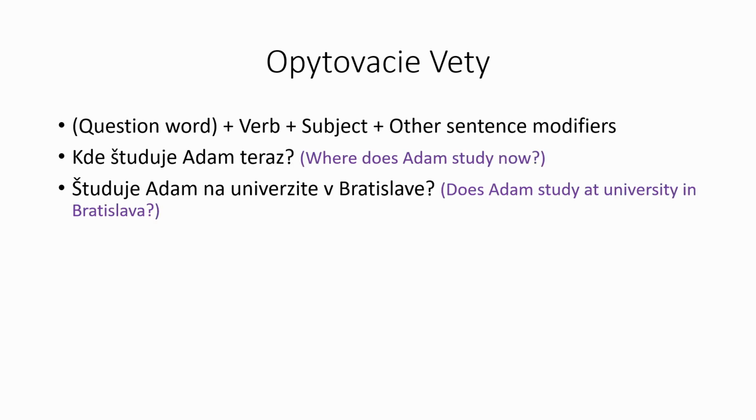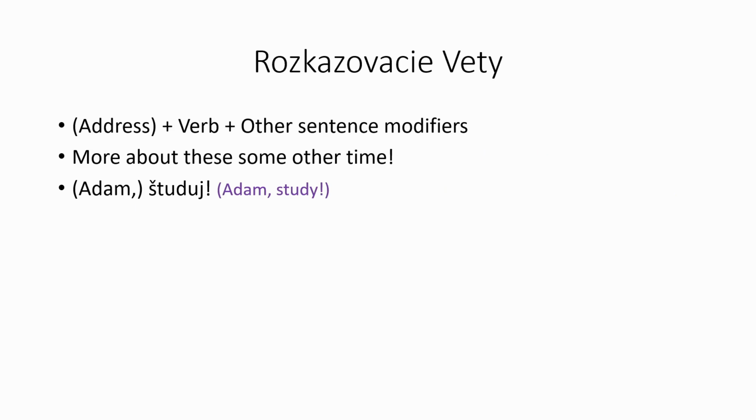So let's add some more modifiers. Kde študuje Adam teraz? Where does Adam study right now? Študuje Adam na univerzite v Bratislave? Does Adam study at university in Bratislava? And so on and so forth. Obviously, you can still add your own modifiers.